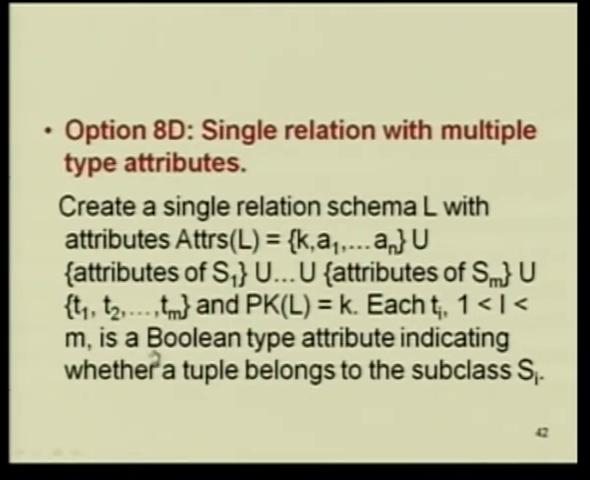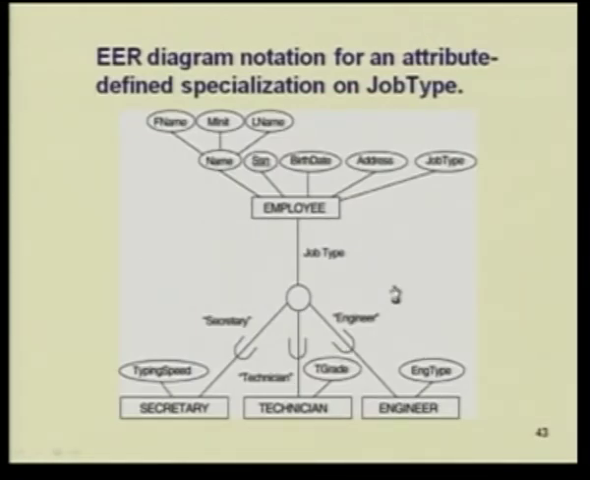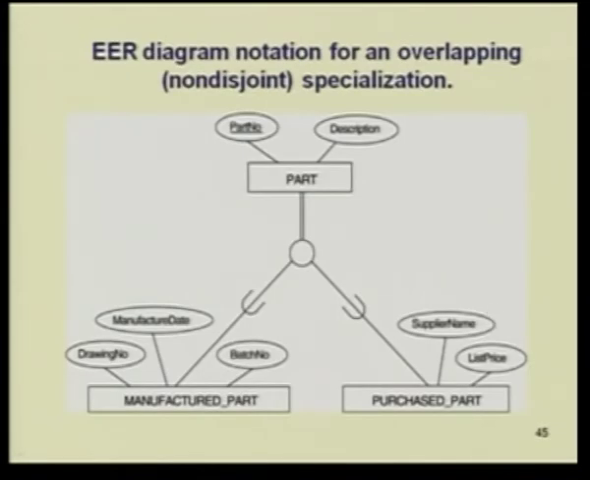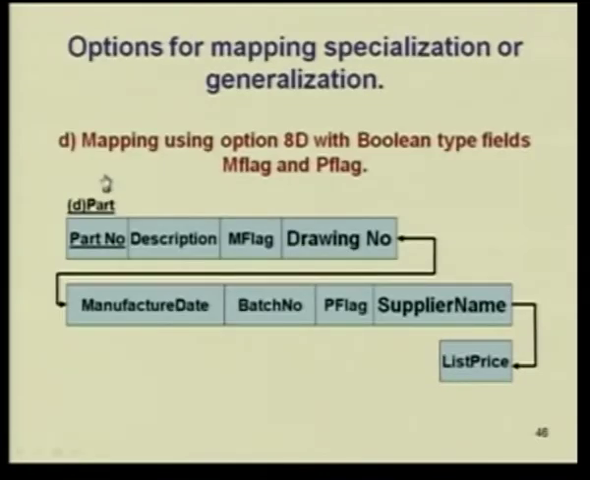However many subclasses you have, this is a Boolean type which has 0 or 1 depending upon whether the tuple belongs to that particular subclass. So, this is the ER diagram, again taking the same thing. Here you have the mapping of the ER diagram according to this option, a single relation: SSN, F name, M init, L name, then birth date, address, job type, typing speed, T grade. These are all the attributes corresponding to the particular subclass, and this is the non-joint one. So, mapping using this, you have flags indicating the same thing.